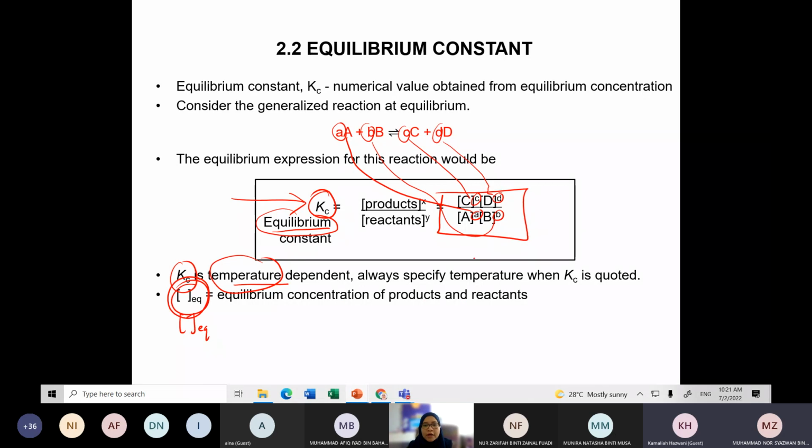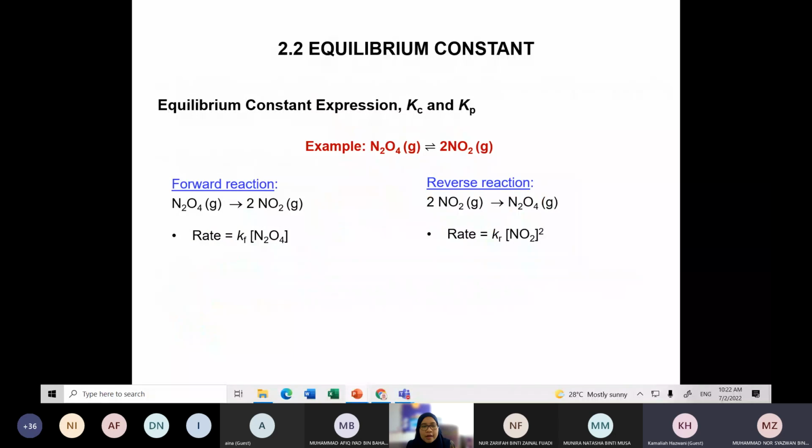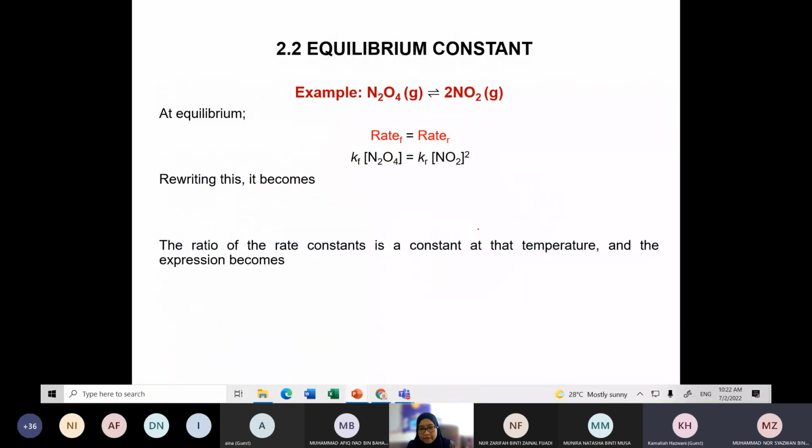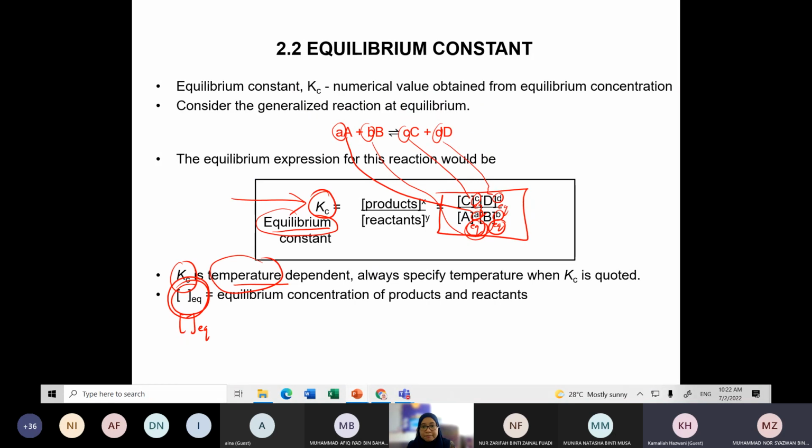Equilibrium concentration of product. This is supposed to have EQ there. So it should be at equilibrium. So we can add it here. Because this is the equilibrium concentration, we may add EQ. Right, okay. So you may be wondering how in the first place we got this formula. How do we get this formula?